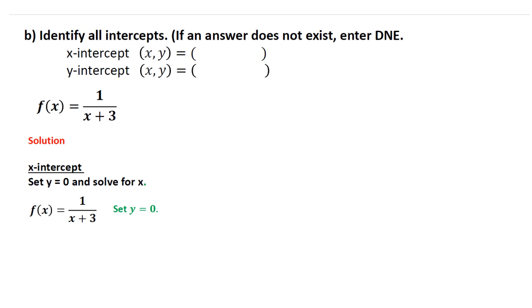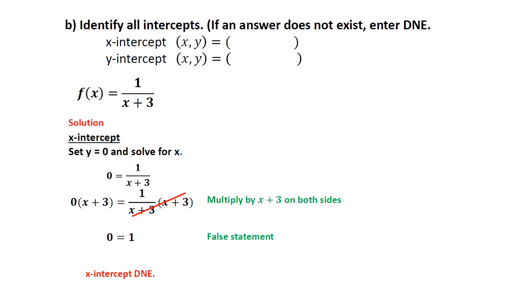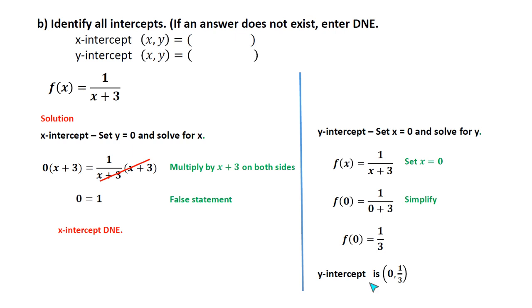The x-intercept, we set y equal to 0. And so we have, let me go ahead and replace it with 0. Then we're going to multiply by x plus 3 on both sides. And so we get 0 is equal to 1. So that's a false statement. So that means that there's no x-intercept. Now for the y-intercept, we let x equal 0. So if I substitute 0 for x, I get 1/3. So that's my y-intercept.